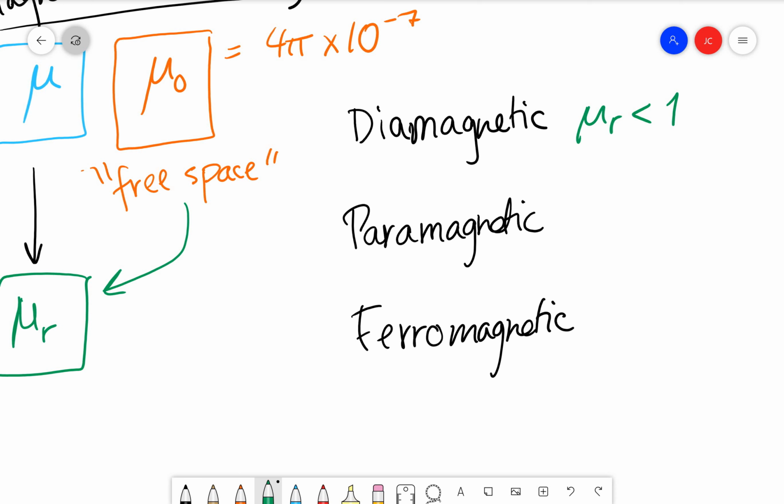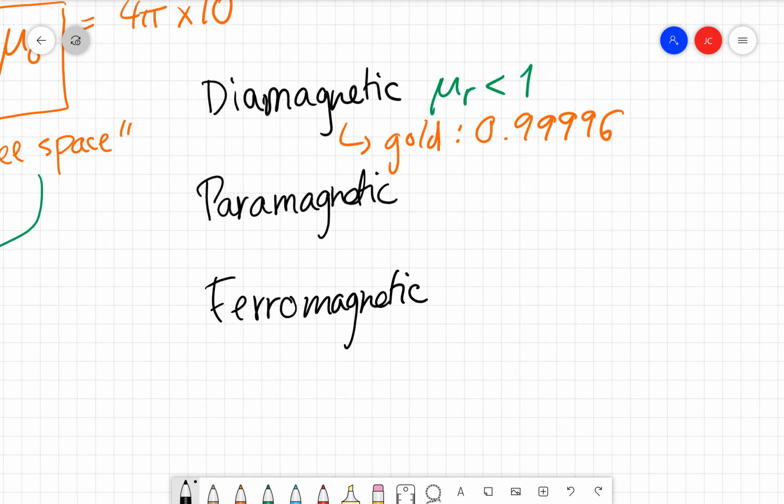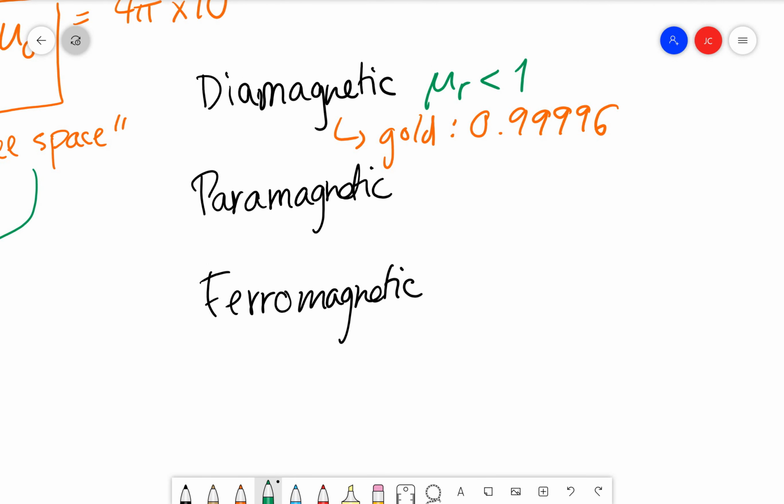This means that when you add this material to something or use it in something, you're actually decreasing the overall magnetism. An example of this is gold, for instance. Gold has a permeability of 0.99996, which is not quite 1, and therefore it's diamagnetic. Paramagnetic materials have a permeability of just over 1. So it's greater than 1, but barely.